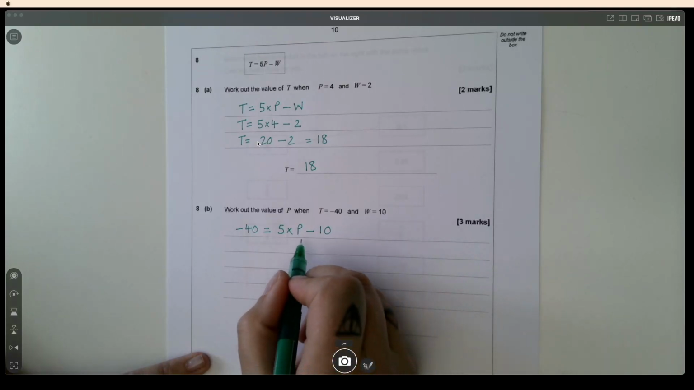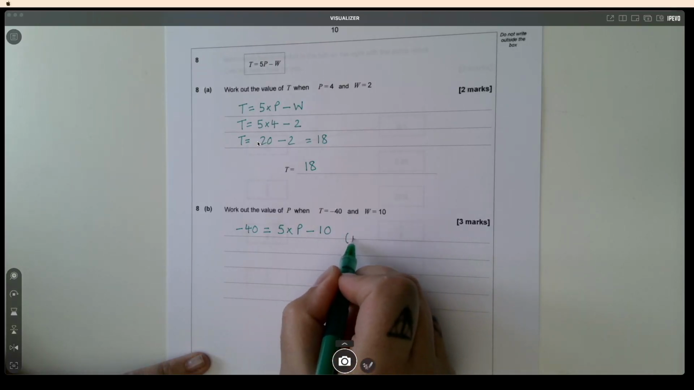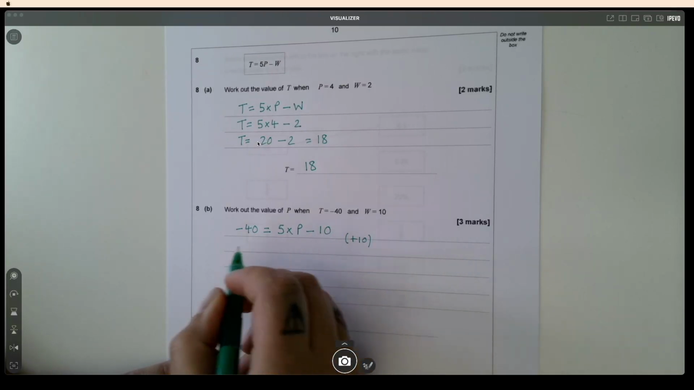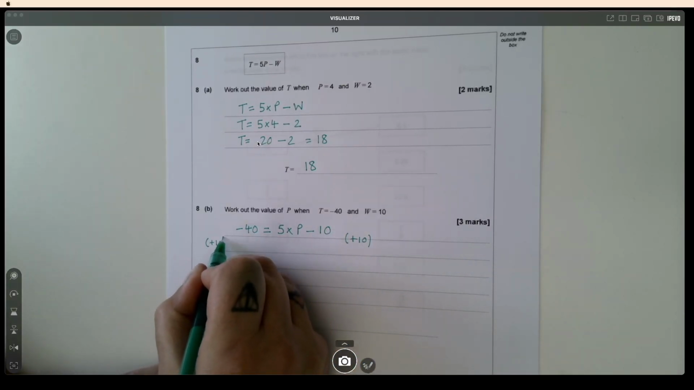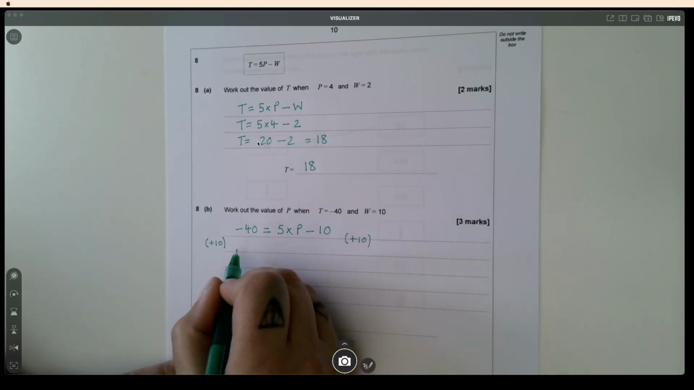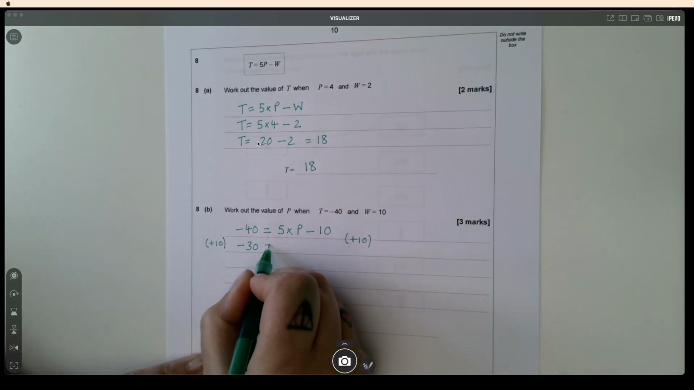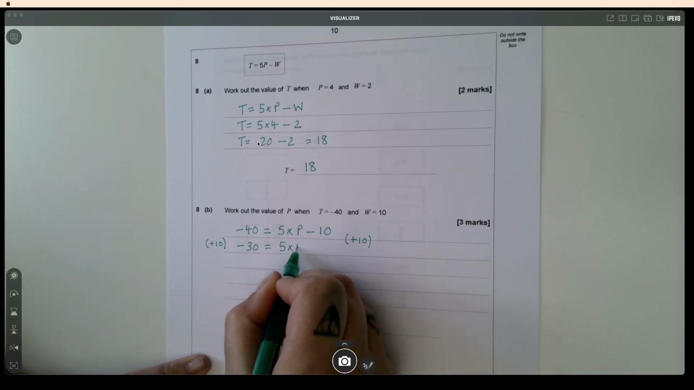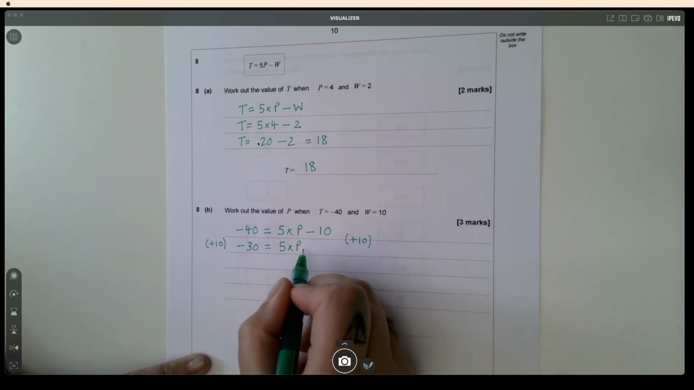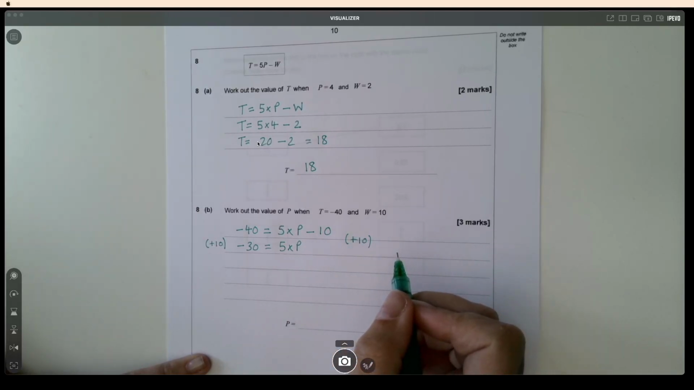So the first inverse operation I'm going to do is add 10, because I want to eliminate this minus 10. And I have to do it to both sides to keep the equation balanced. So negative 40 add 10 is negative 30. 5 times P is still 5 times P. And then negative 10 add 10 is 0. So it's eliminated it from the right hand side.